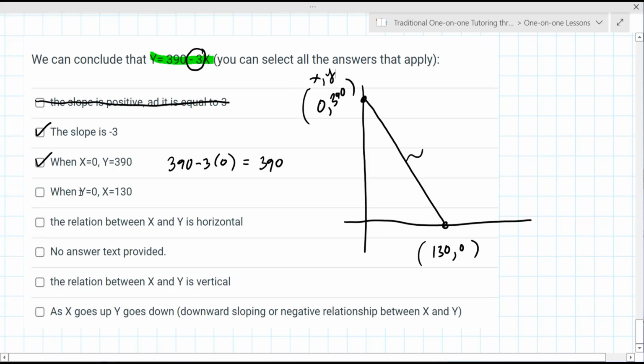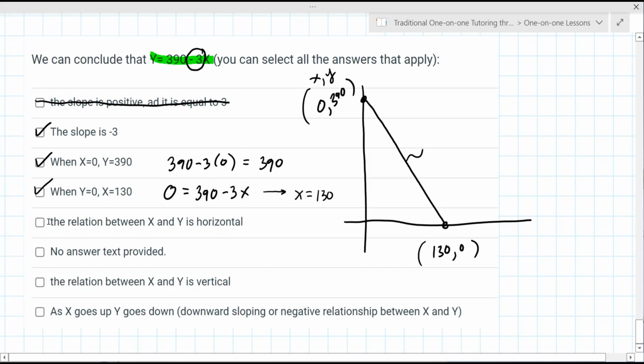For the other one, it's now 0 equals 390 minus 3x. And if you solve that for x, you do indeed find that x is 130. And that's this point down here on the right. 3 times 130 is 390. 390 minus 390 works.